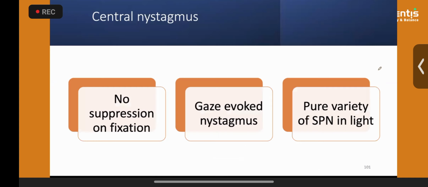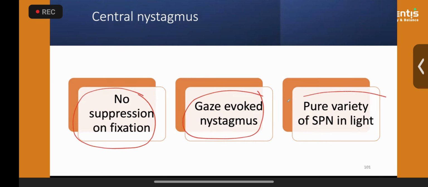So the central nystagmus, remember 3 important features. There is no suppression on fixation. If you see a gaze evoked nystagmus, it is central. If you see a pure variety of spontaneous nystagmus in light, until proved otherwise, it is a central nystagmus.